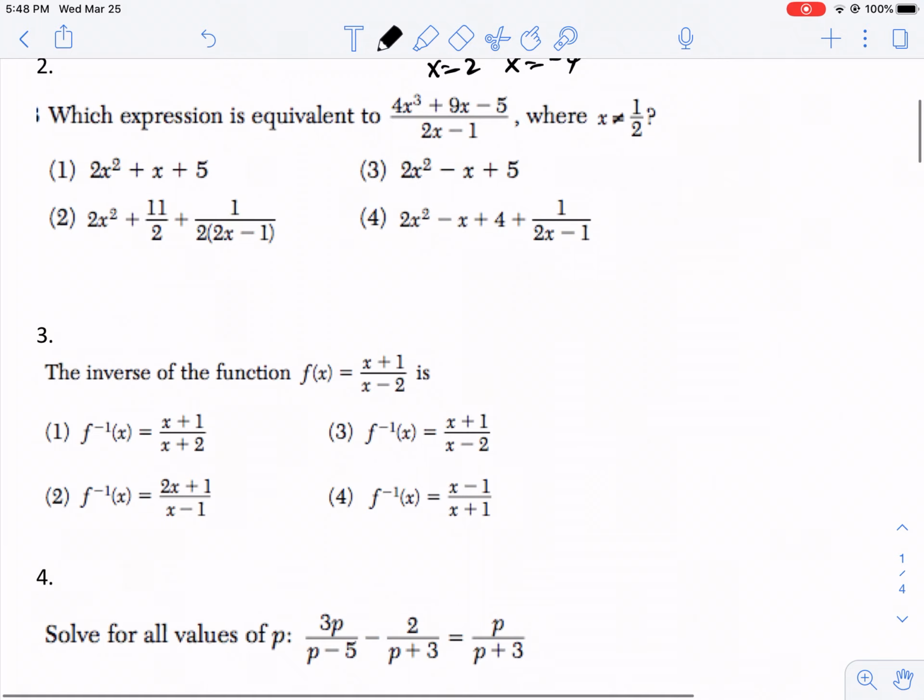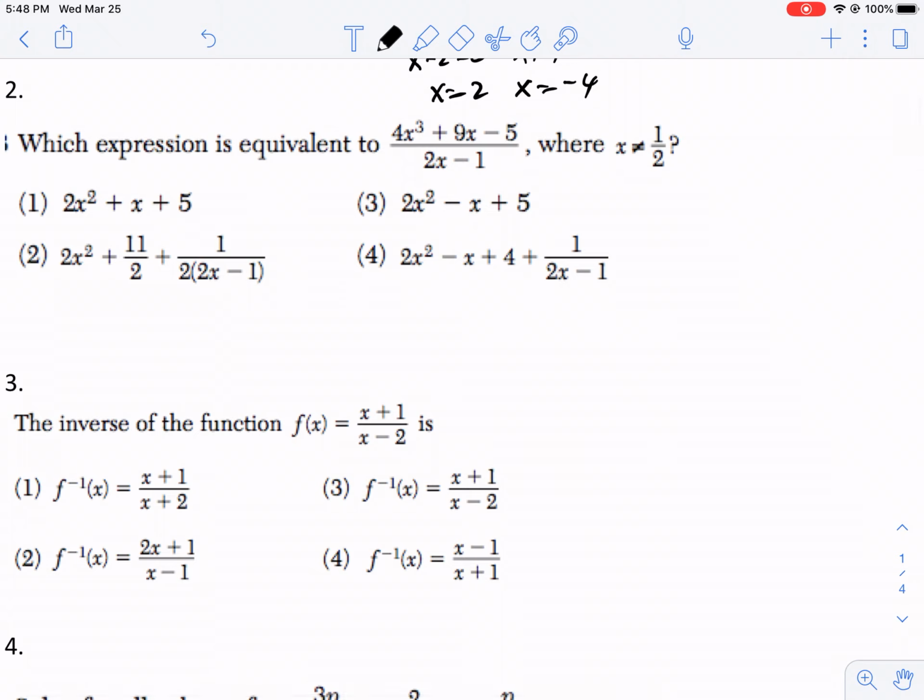Number 2, which expression is equivalent to that? I apologize. I ended up putting some questions on here that I did not intend to do. Didn't realize you hadn't done polynomial division yet. So this does use polynomial division, which means that you don't know how to do it yet. So instead of teaching you the division right now, I am going to teach you the backdoor approach for how you can solve this problem.